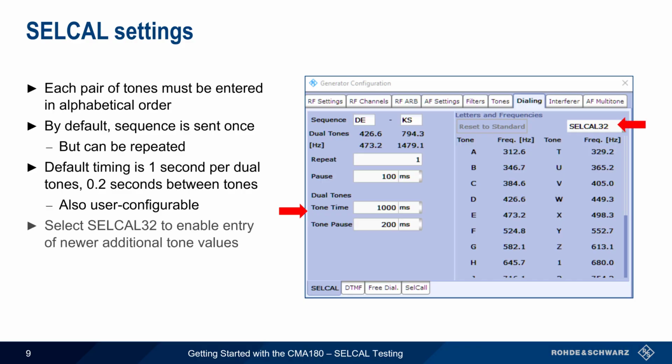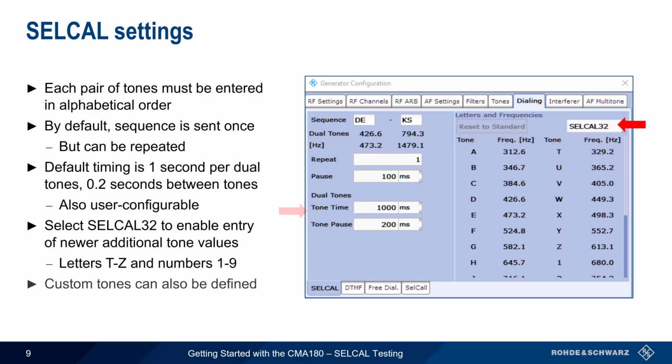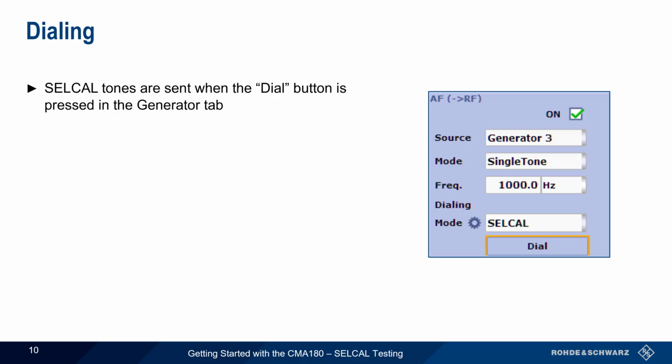On the right side of the screen, either SELCAL 16 or SELCAL 32 can be selected. SELCAL 32 expands the list of available digits by adding T through Z, as well as the numbers 1 to 9. And it's also possible to create and use custom tones. The SELCAL tones are transmitted by clicking on the Dial button. At this point, the configured SELCAL tones will be modulated onto the carrier. In our example, the tones DE and KS are sent each time the dial button is pressed.